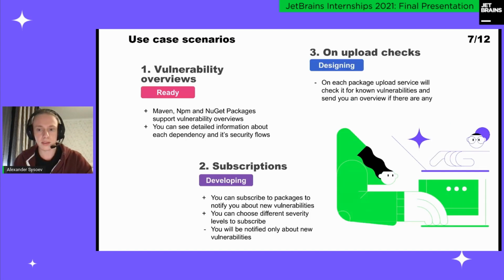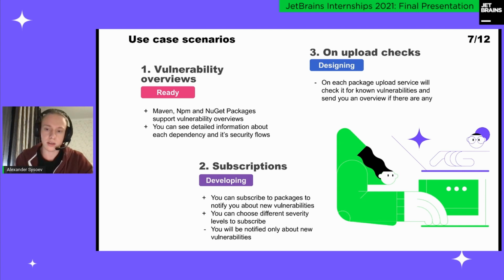So there can be three main use case scenarios. The first one is pretty straightforward. We want to see vulnerabilities on the dependencies page when there are some. This is implemented for Maven, NPM, and NuGet packages, but for the last two, there is not enough data in our databases for now, and we're still working on it.